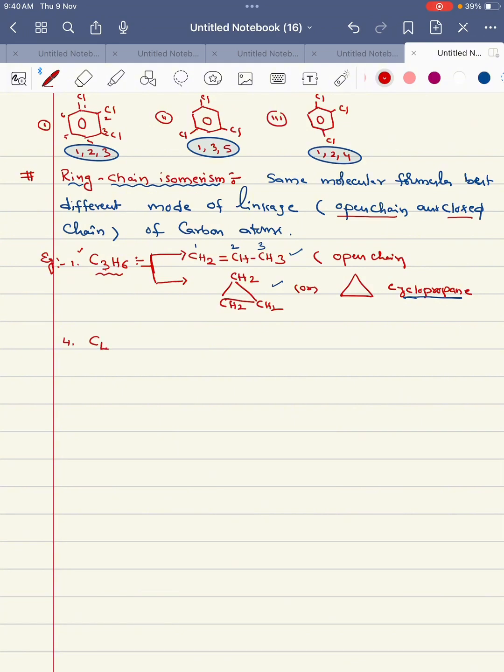We will go for one more example here. I will take butene. What is the butene formula? In alkenes, the exact number of hydrogen atoms will be there, so C4H8 I will write. Now tell me here, one is the alkene open chain, that is CH2 double bonded CH, CH2, CH3. The compound given is an open chain.